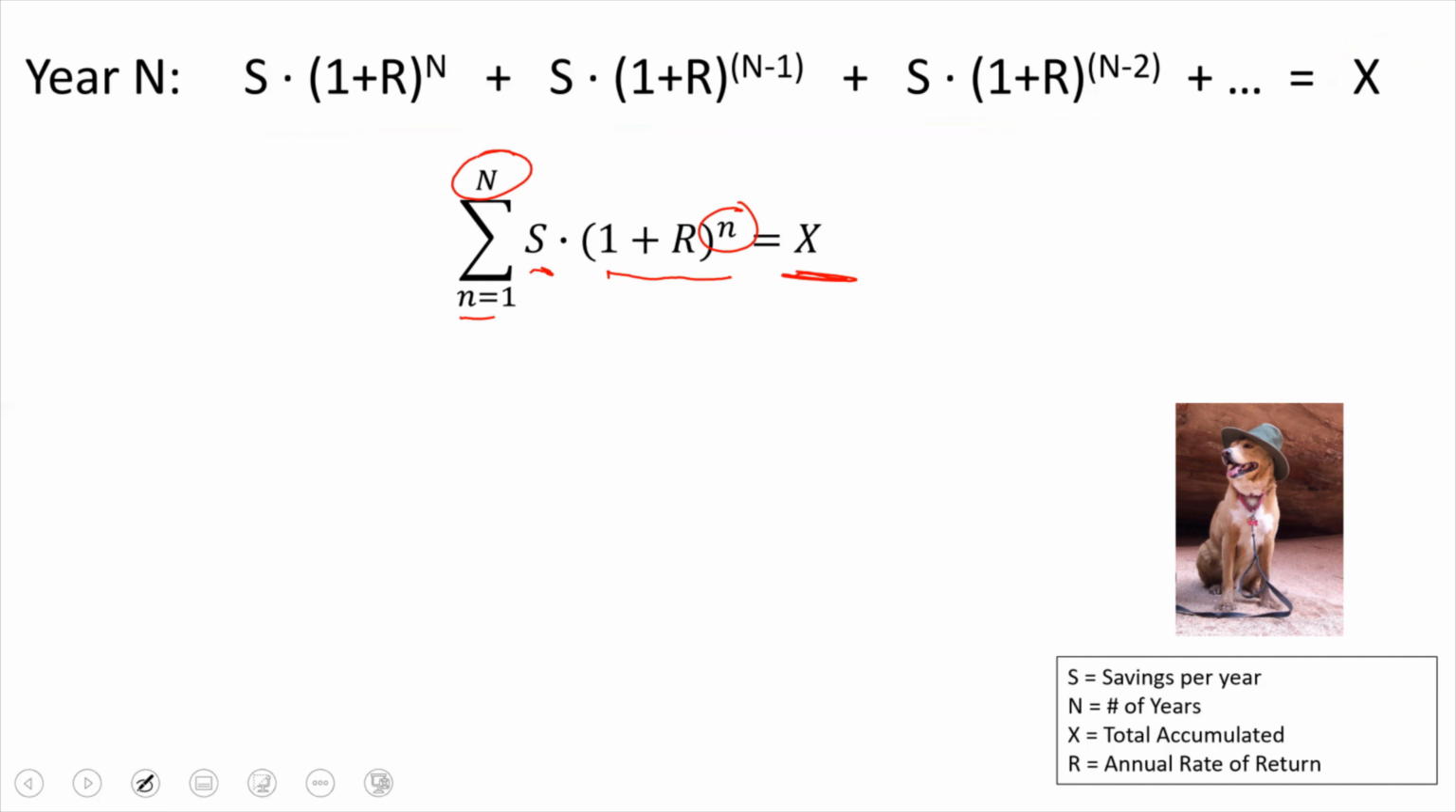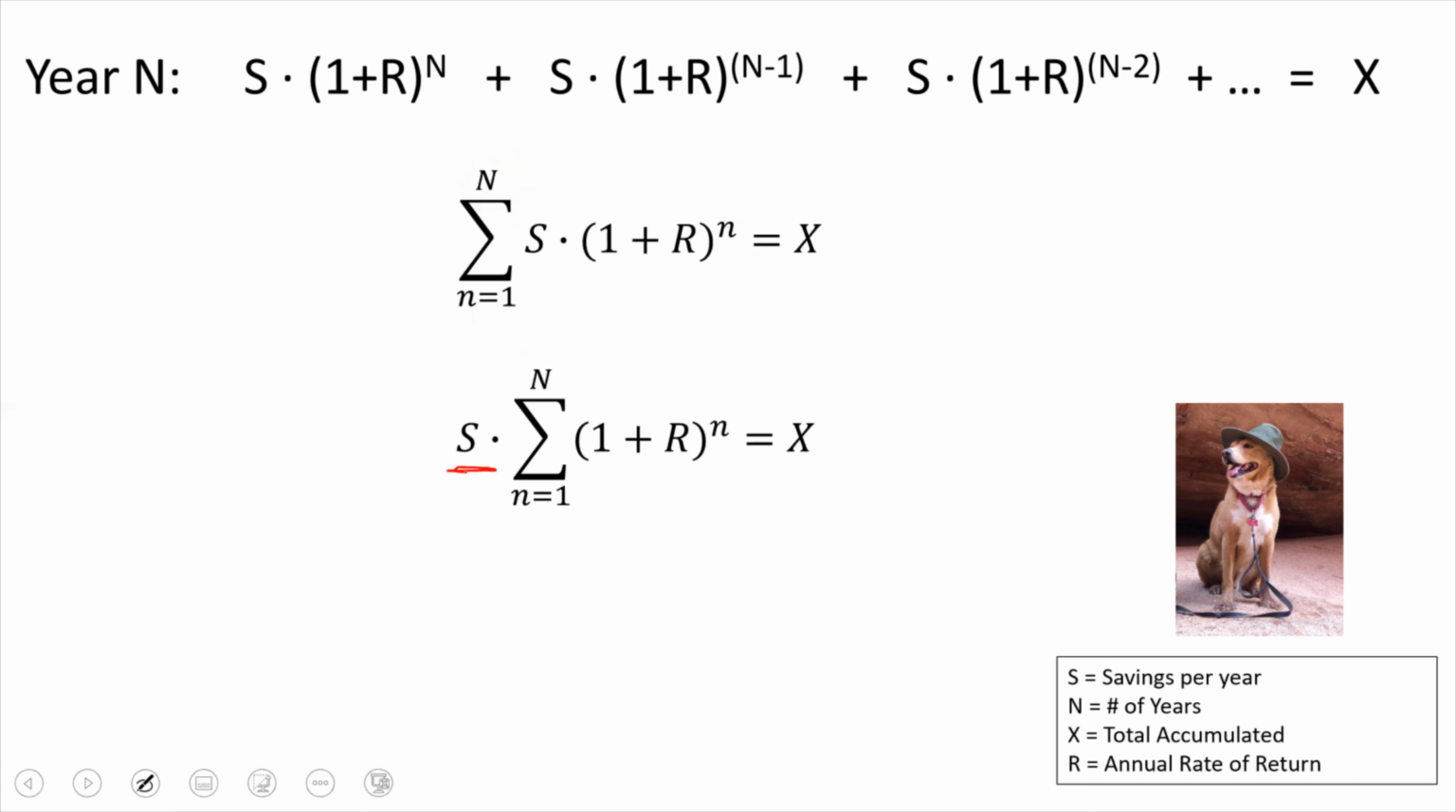Now we're going to make a couple simplifications here. First of all, S is assumed to be constant. Basically, you're saving up the same amount of money each year. You're setting aside the same amount of money each year. So because S is a constant, we can move it outside of this sum. So let's do that. So now S is here outside of the sum.